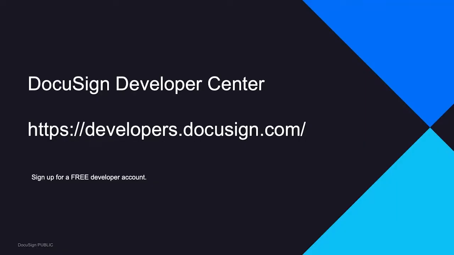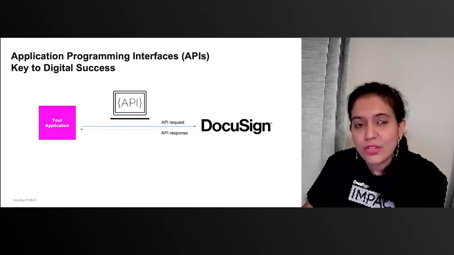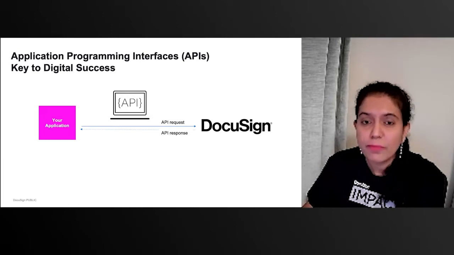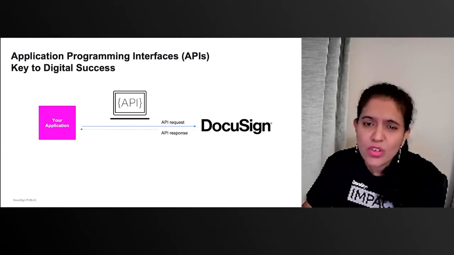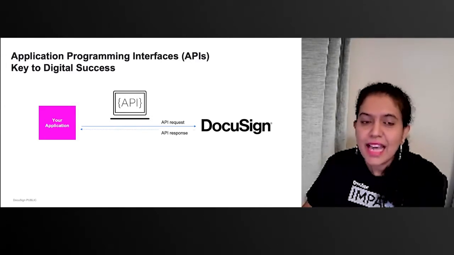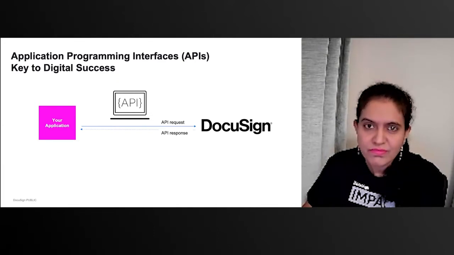So let's get started. The DocuSign Developer Center is located at developers.docusign.com. Go ahead and feel free to sign up for a free developer account. Later in this session, you'll be using your account to try out some of the APIs. In today's digital world, APIs are of paramount importance. But what is an API? It's hard to keep up with so many acronyms, but for those who are not familiar, an API is an application programming interface. Technical jargon, but it is simply a way of communication between two systems.